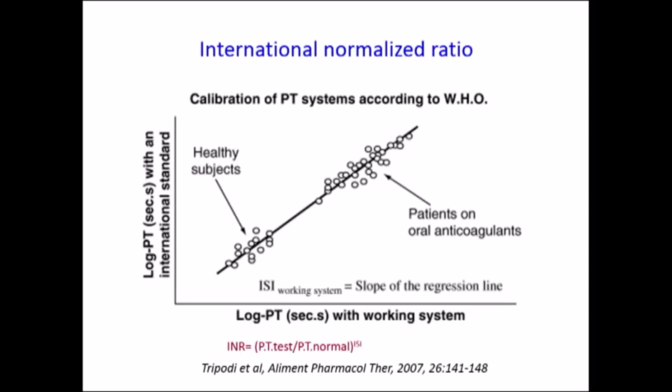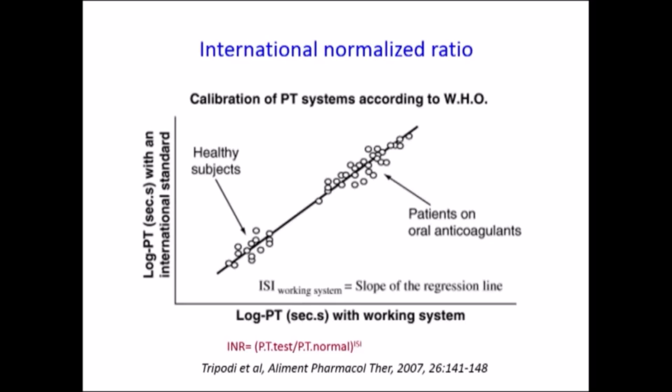So the INR is based on doing a plot of the log prothrombin time with your working thromboplastin in your lab versus an international standard. And then you draw a regression line, and from the regression you get an ISI, which is the slope of this regression line. And the INR is really the prothrombin time of your unknown divided by the prothrombin time of normal, to the power ISI. So that's how your lab reports your INR to you.